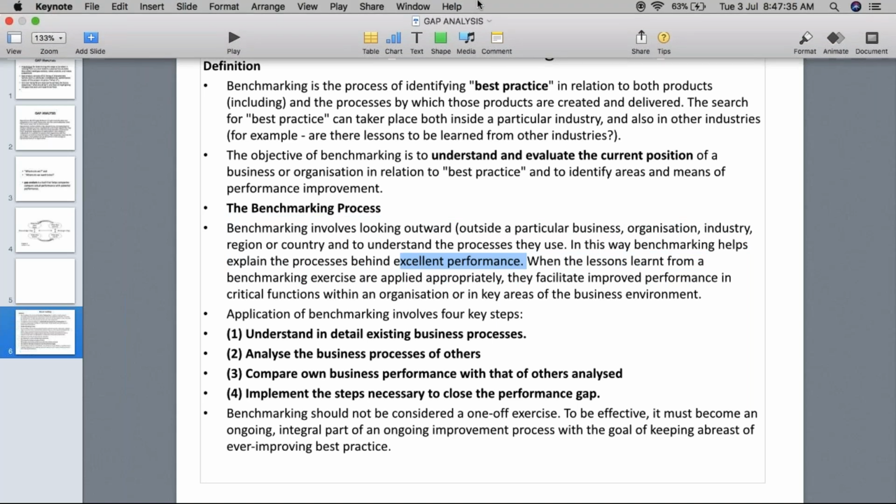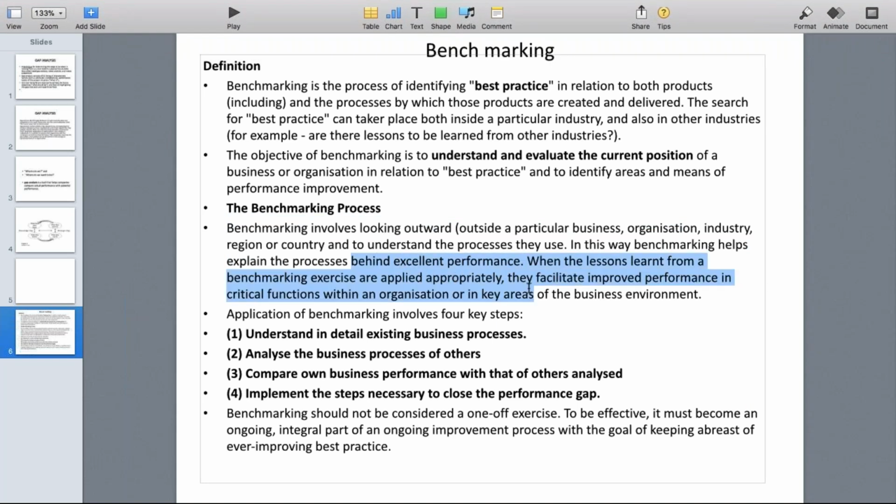When the lessons learned from a benchmarking exercise are applied appropriately, they facilitate improved performance in critical functions within an organization or in key areas of the business environment. So here are the key steps, 4 key steps. Application of benchmarking involves 4 key steps. First one, understand in detail the existing business process. First, you try to understand your existing business process, then analyze the business process of others, then compare your own business performance with that of others analyzed, then implement the steps necessary to close the performance gap.